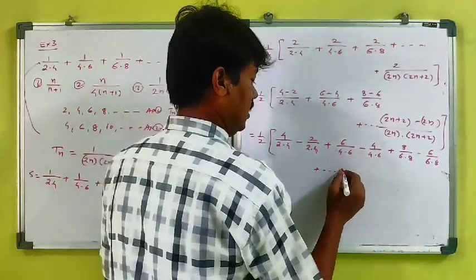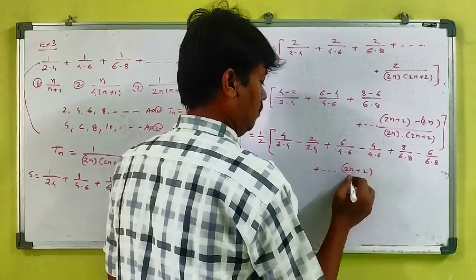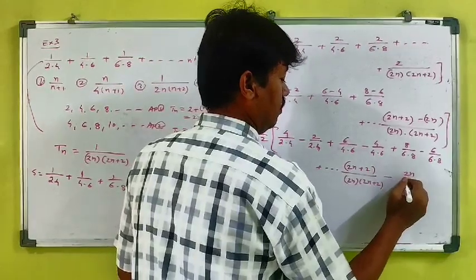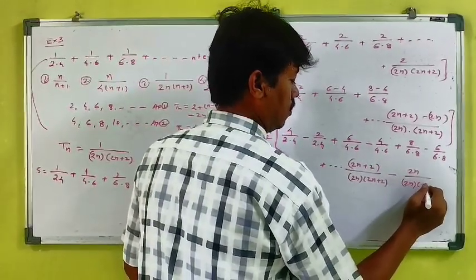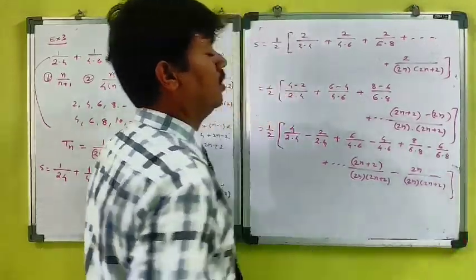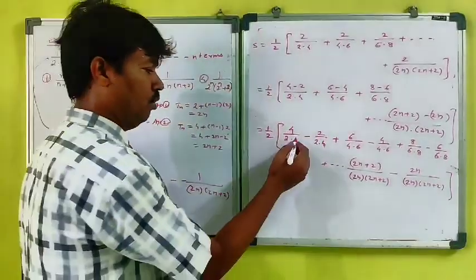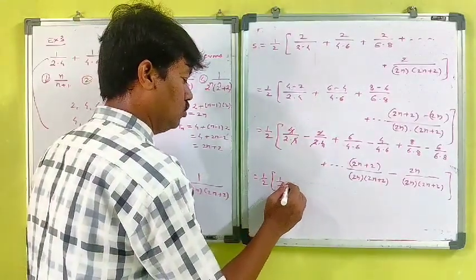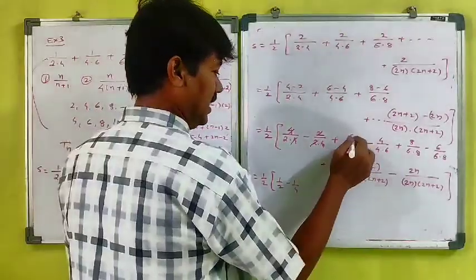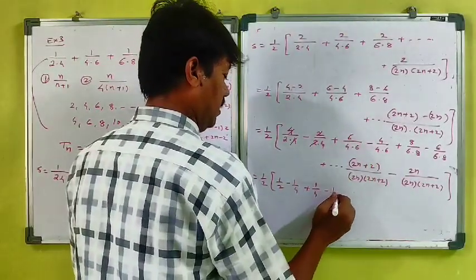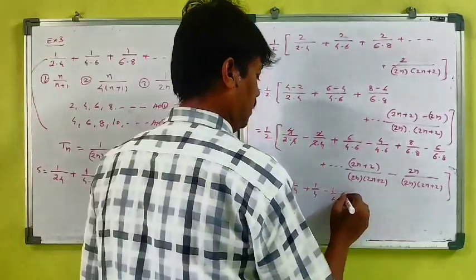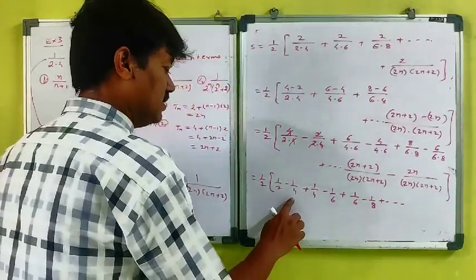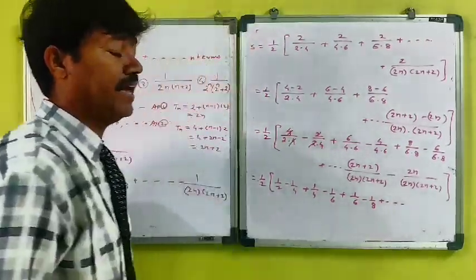So like this, the last one, (2n plus 2) upon 2n into (2n plus 2) minus 2n upon, like this. After splitting, this 4 and this are cancelled, here 2 will get cancelled. So it is 1 upon 2, 1 upon 2 minus 1 upon 4. This 6 is cancelled. So it is 1 upon 4 minus 1 upon 6 plus 1 upon 6 minus 1 upon 8. Automatically all the middle terms are going to get cancelled out.